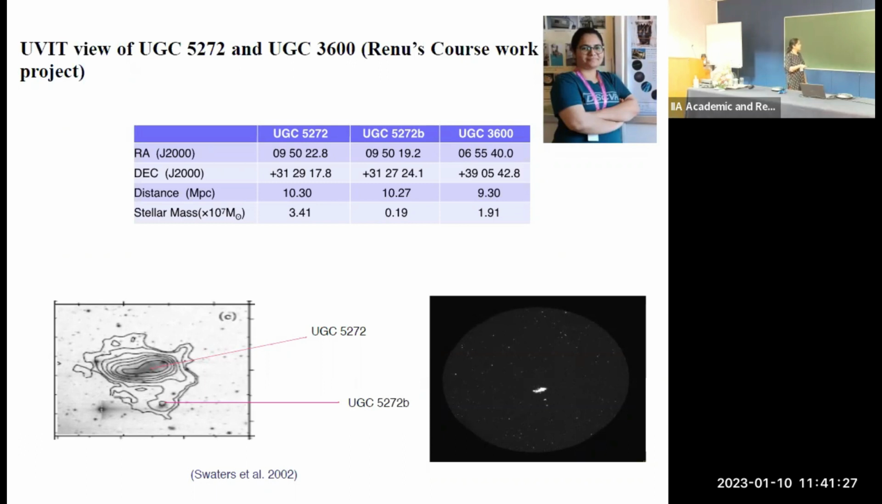This is the HI contour plotted over the H-alpha observations or the R-band observations. You can see that this is 5272, the main galaxy, and this is the interacting one, and they are connected with overlapping HI contours, which suggests that there is an interaction. This is the UVIT field of view with these two galaxies identified. This is one of the deepest UV observations for this system.